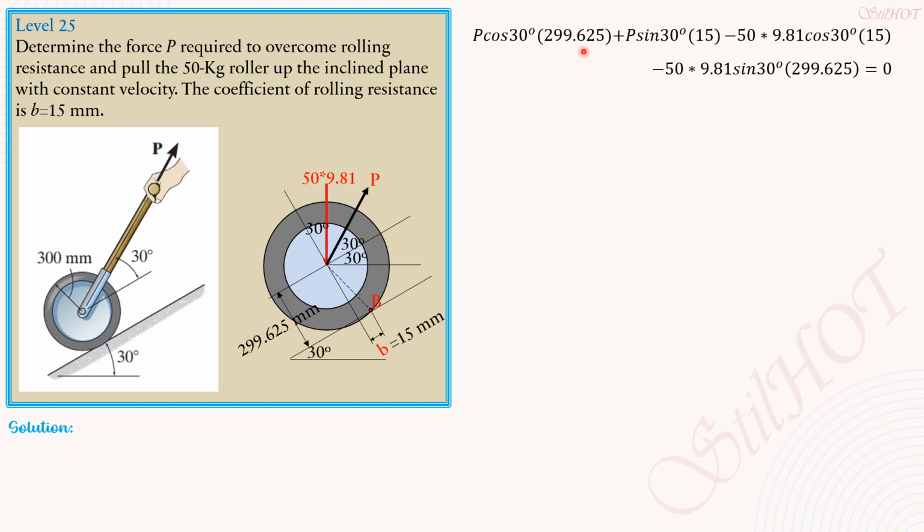So only P is unknown in this equation, solving for P using your calculator. So P is equal to 299.1 newtons.